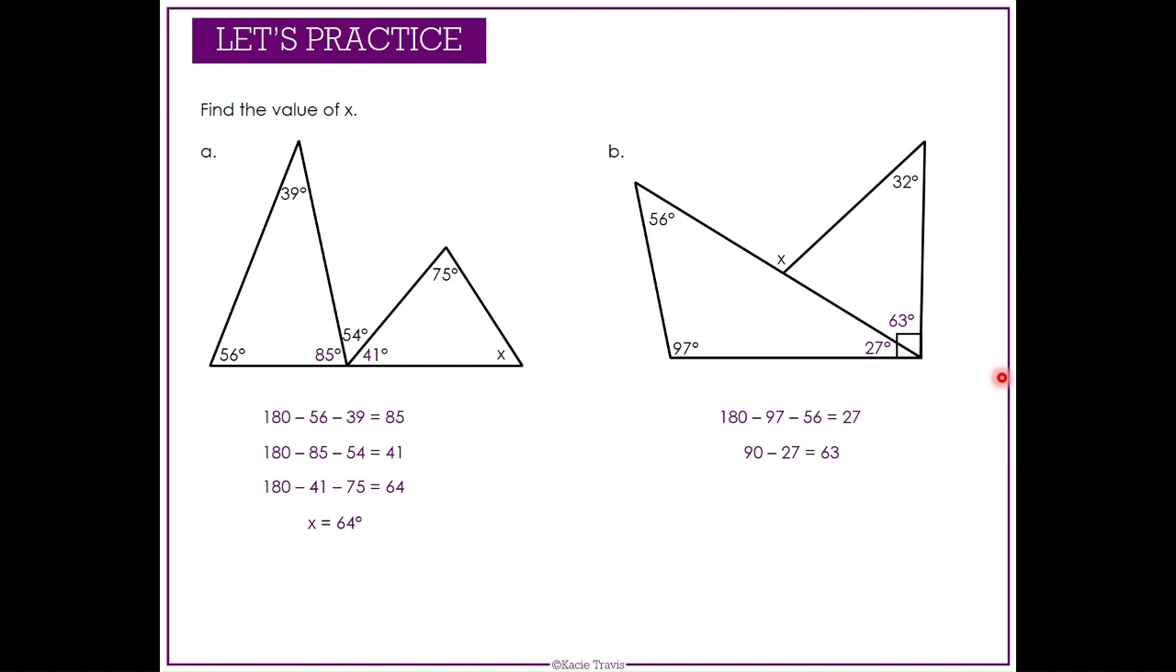Now, 63 and 32 are both inside this triangle, and x is outside of the triangle, which makes this an exterior angle. So we can use the exterior angle theorem. So if I take 63 plus 32, that'll give me 95, which means x is 95. All right, so far so good.